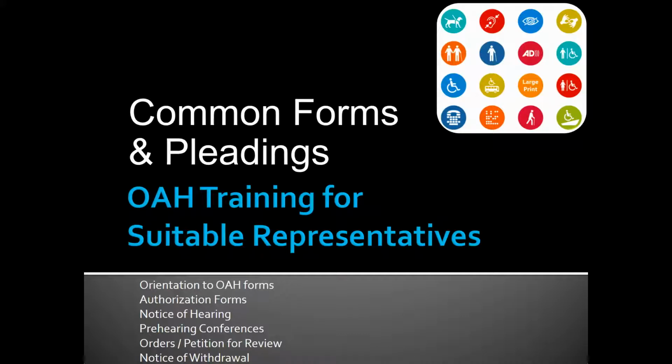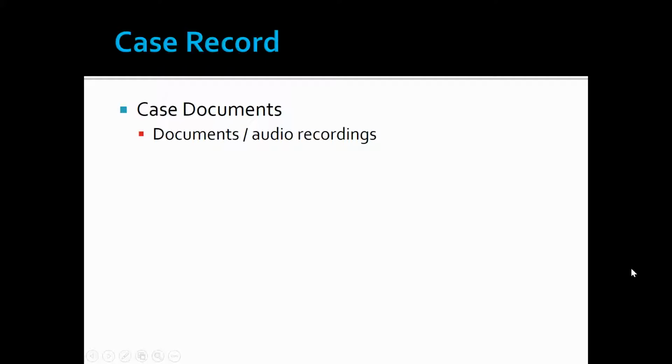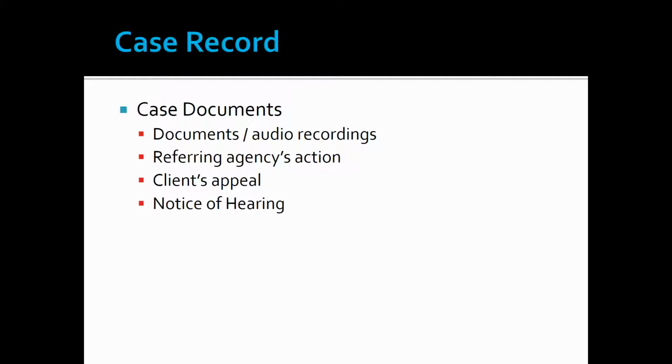Let's start by talking about what documents you will receive when you are first assigned as a suitable representative. You will be sent a copy of the documents or audio recordings that OAH has in the case record. In many cases, that will include the referring agency's action that prompted your client's appeal. But in some cases, there will only be a copy of your client's appeal and a notice of hearing.